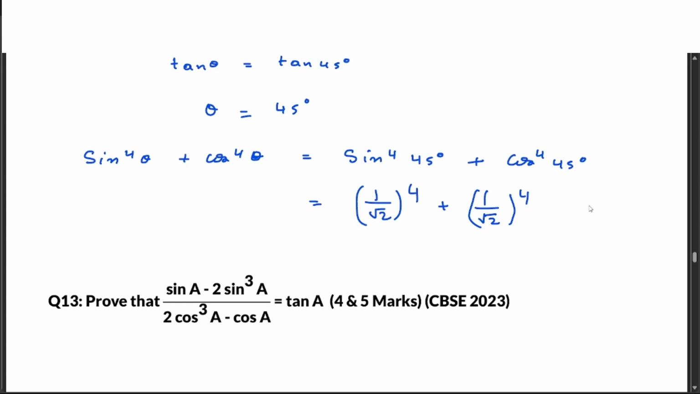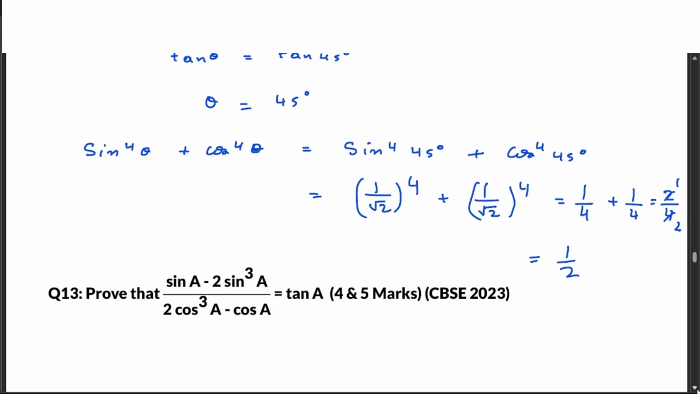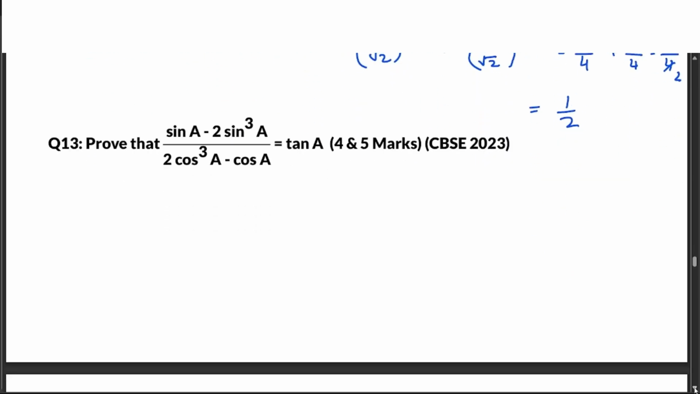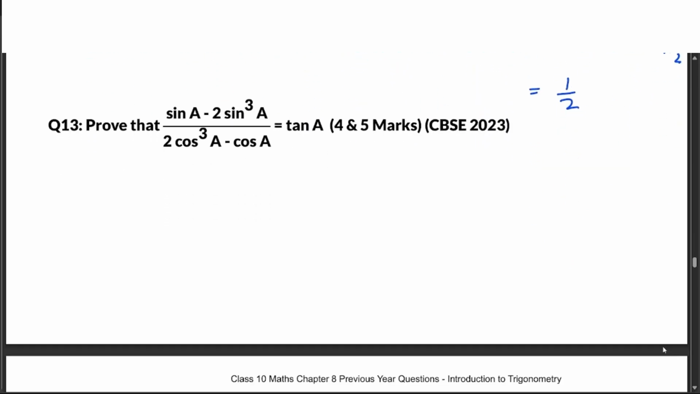So now you can solve, so you will get how much? 1 over 4 plus 1 over 4, which means you will get here 2 over 4. So you can cancel, this is 1 and this is 2. So your answer is 1 over 2. Hope it's clear. Now coming to the next question, again this is a proving question, so don't forget.